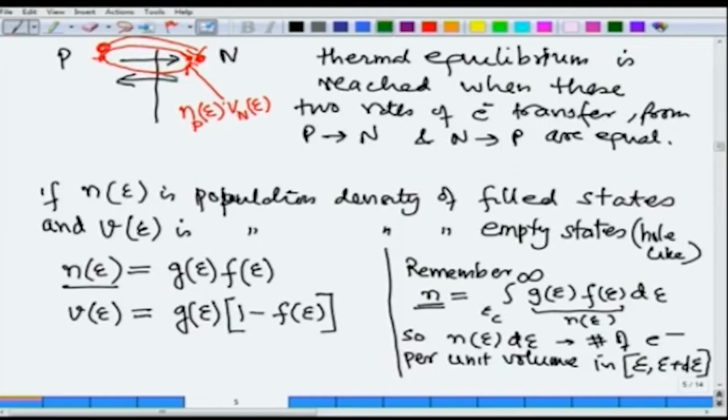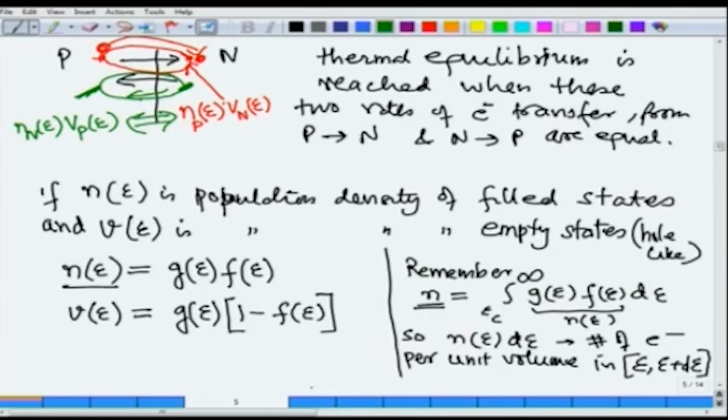Whereas, as far as this transfer is concerned, it will be exactly reverse. It will depend on the filled states on the n side, so we use n here, and on the vacant states on the p side, because electrons have to go from here to here. So, it will be v on the p side. In thermal equilibrium these two quantities must become equal. Only then will we have equilibrium.